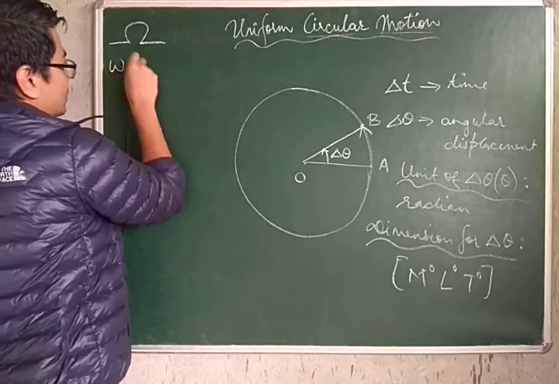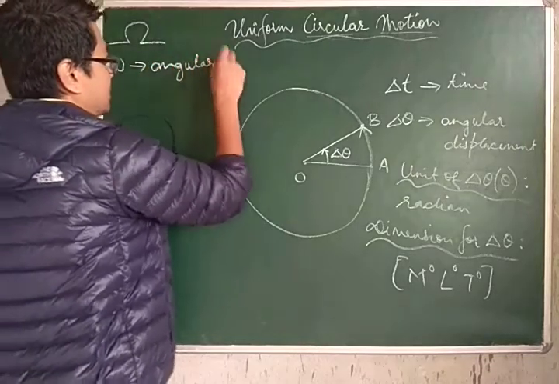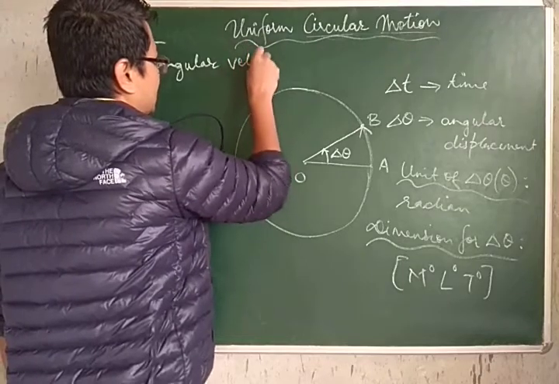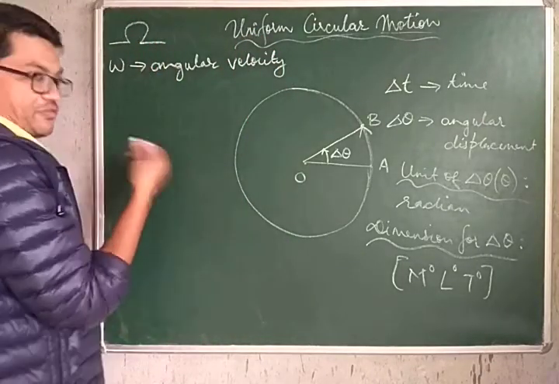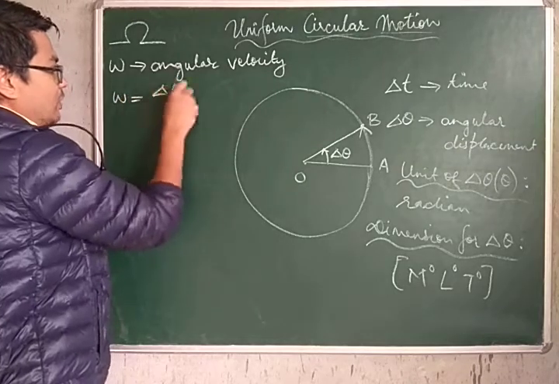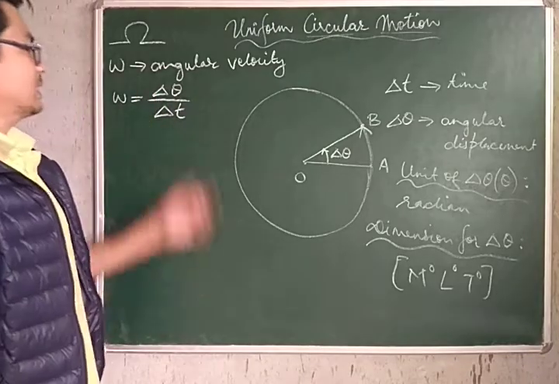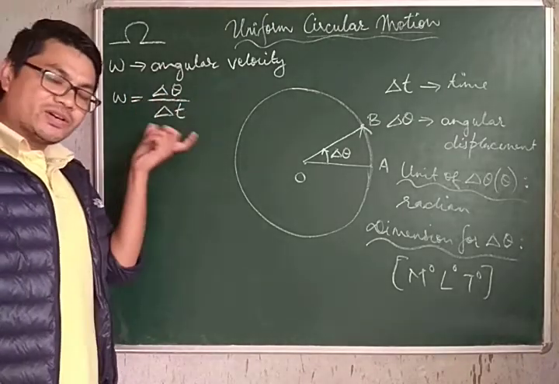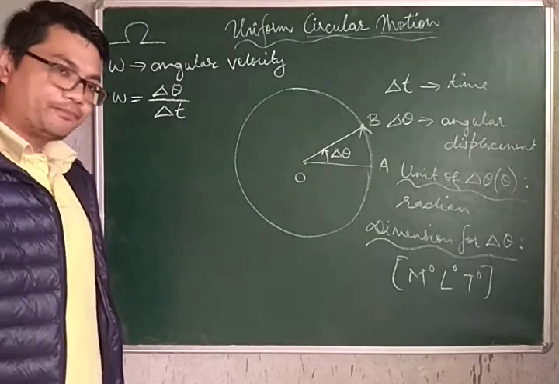So omega denotes your angular velocity. Okay, and how is omega defined? Omega is defined to be the rate of change of angular displacement. So to say, delta theta divided by delta t. So this is your angular displacement, remember that.